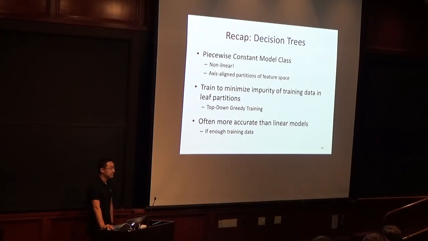Yes? When you're classifying with more than two categories, is there anything more sophisticated than just doing a binary classification? For multi-class, there's a multi-class version of entropy, and the algorithm for training is much the same. You just predict the majority class, and use your measure of entropy.